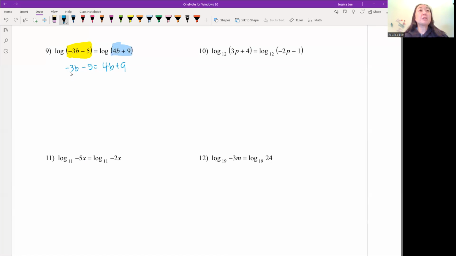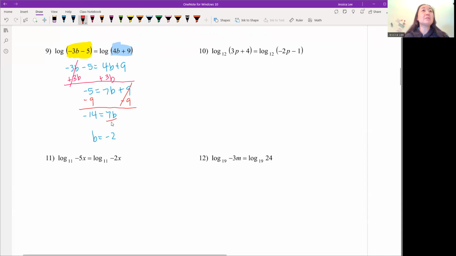I am going to add 3b on both sides just because I don't want to deal with the negatives. I don't mind negatives, it's just one more thing for me to write. So we get -5 is equal to 7b plus 9. Now I'm going to get rid of the 9, so -9 on both sides. And then you get -14 is equal to 7b. So b is equal to -2, if you divide both sides by 7, since -14 divided by 7 is -2.